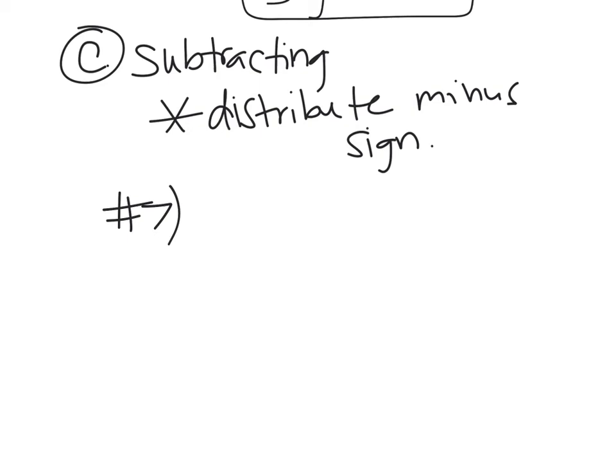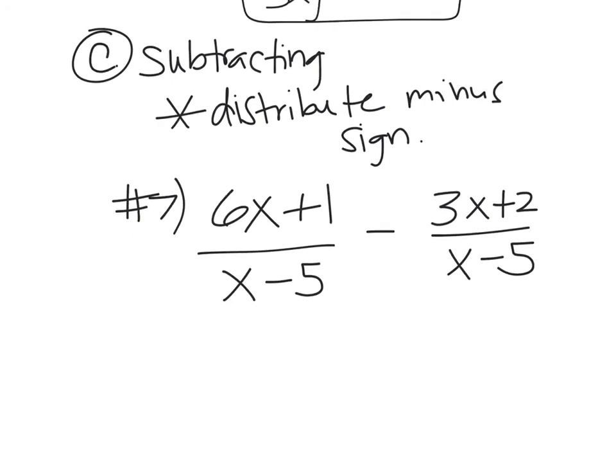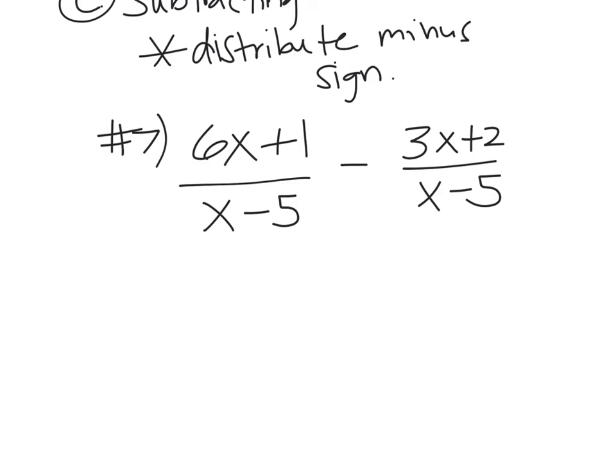Okay, let me start you off with something easy. 6x plus 1 over x minus 5, and we're going to subtract 3x plus 2 over x minus 5. Now, this is an easy one, quote unquote, because it already has a common denominator. So we don't have to work for that, okay? We're going to take this fraction and subtract that fraction.